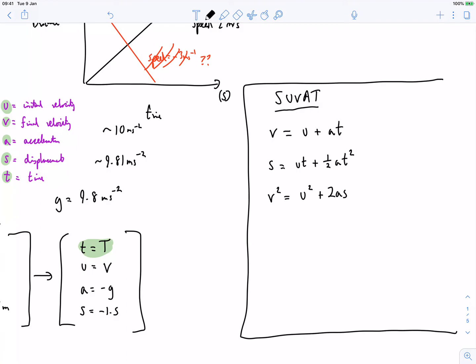To be honest, I think they're the only ones you kind of need. I mean, you can rearrange the top one to get V minus U over A equals T, or V minus U over T equals A. You could make some clever substitution to show that the second one here becomes S equals VT minus a half AT squared, and so on. I honestly don't care. The fact is, if you can remember a couple of them, then you're golden, to be quite honest.